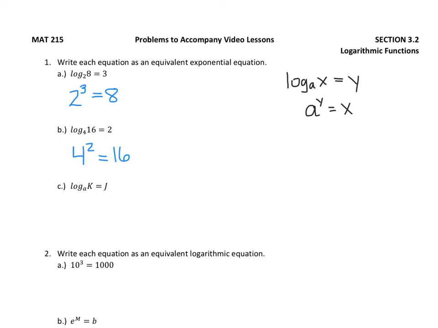For part C, we have log base a of k equal to j. Here, even though we're working with letters rather than numbers, our base in this case is a, our exponent is j, and that equals k. So that's how we would rewrite that expression as an exponential equation.